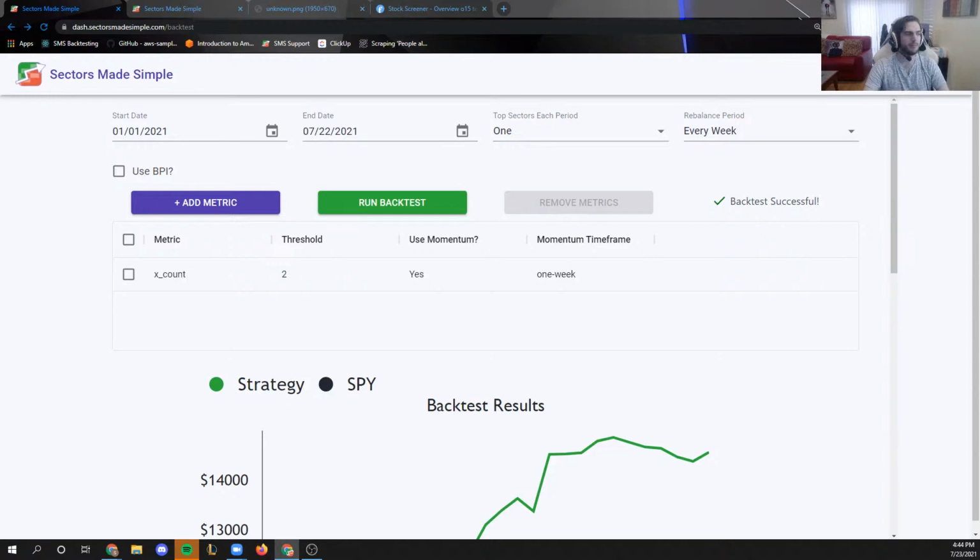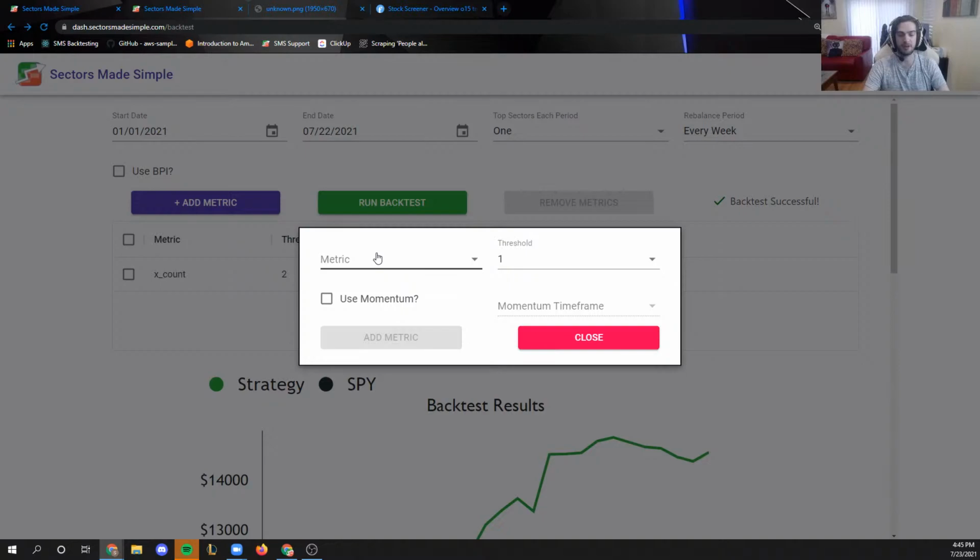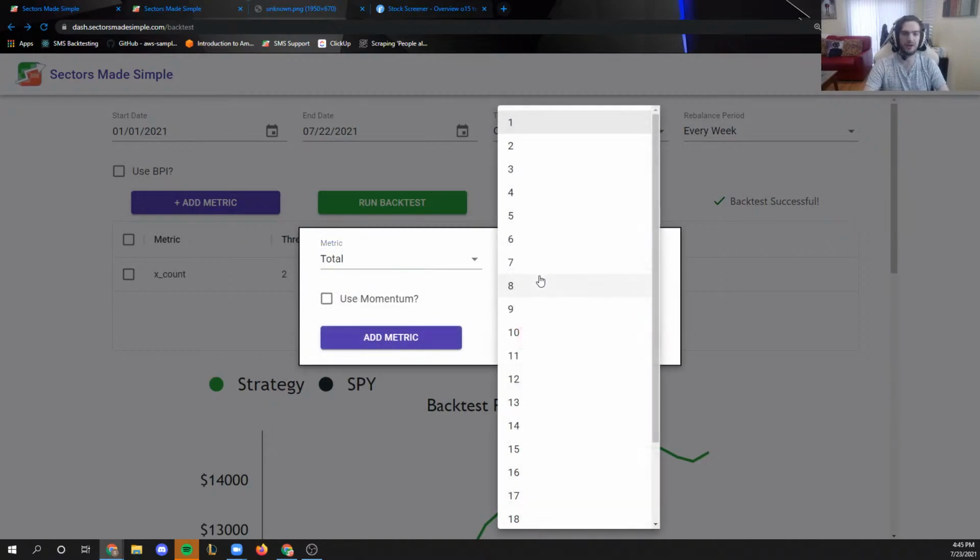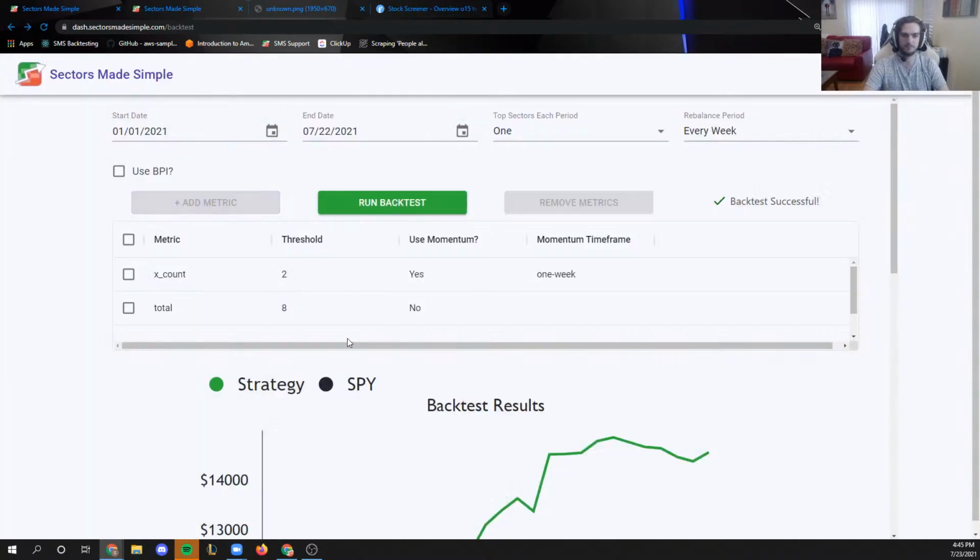We can do that using the backtesting engine. So let's go through an example of how. Here we can see our strategy from January to July. But we can also add another thing. We can add maybe a total count of 8 or more. So you can add up to 2 different metrics. So here we're using X count momentum of 2 or more with 1 week momentum, and then total count of 8 or more. You can run it.